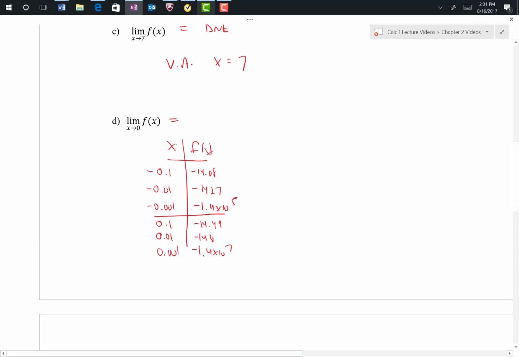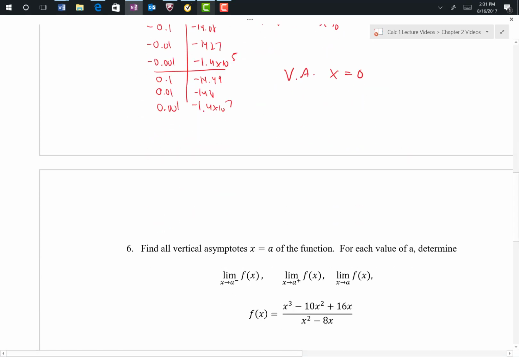So it looks like on the left and right hand sides of 0, the function values are going towards negative infinity, so the two-sided limit would be negative infinity. So we have another vertical asymptote at x equals 0.